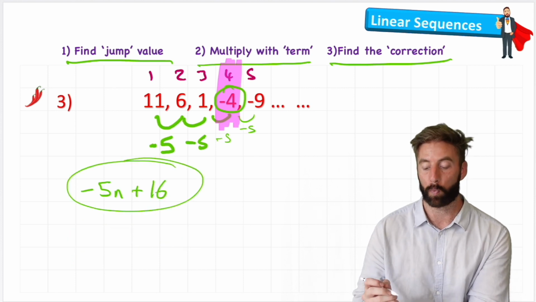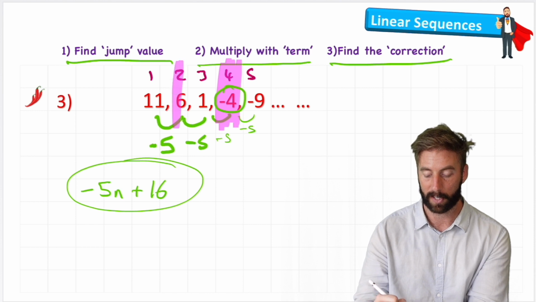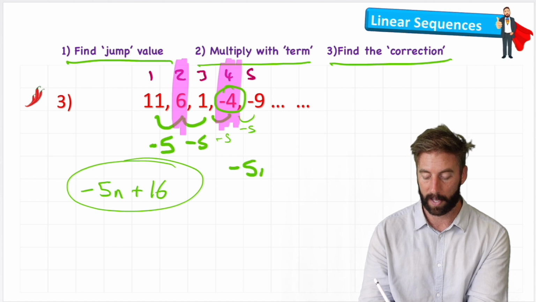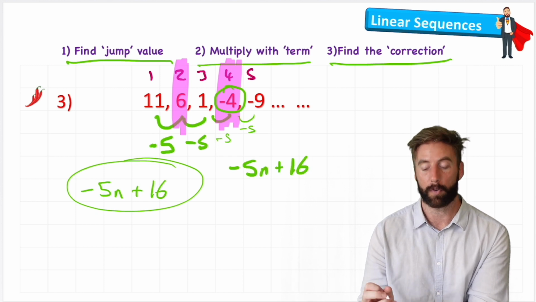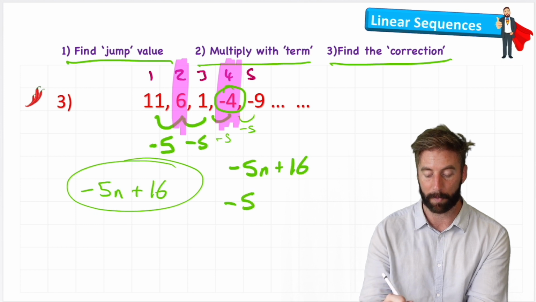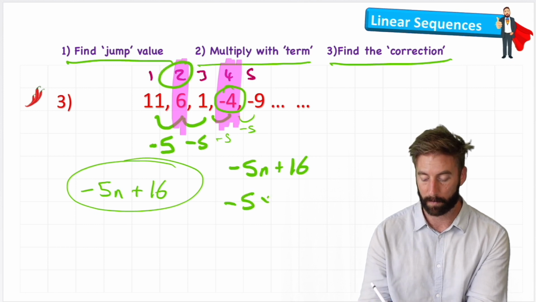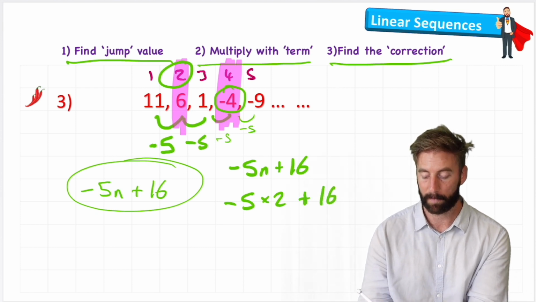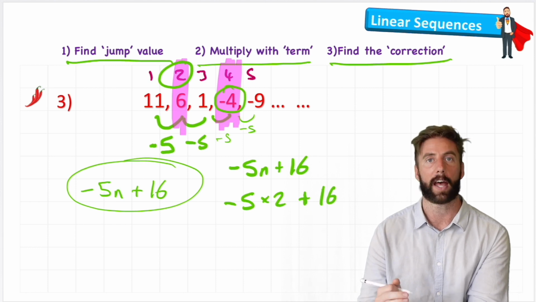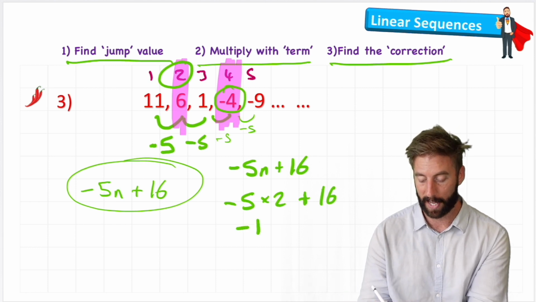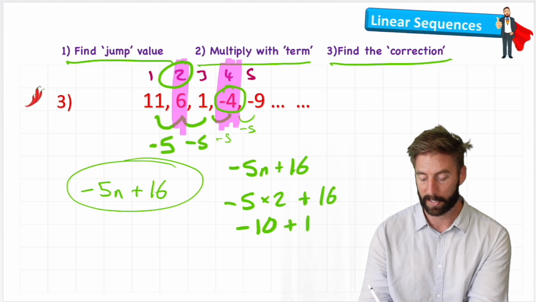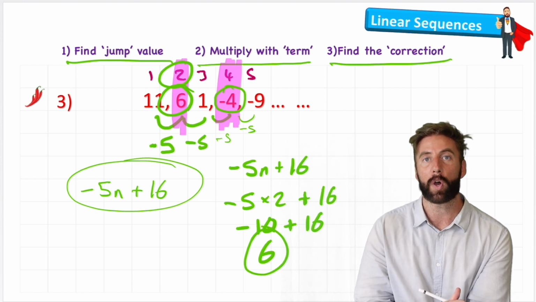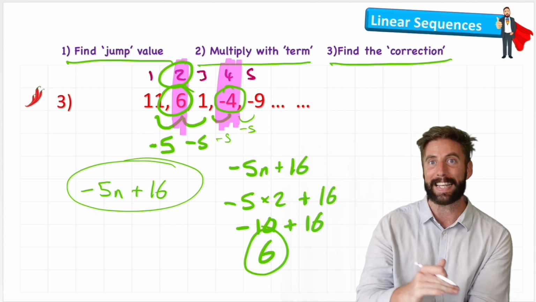Let's see if this formula works with one more in our examples. Let's have a look at the 2nd term. So starting again with my formula, negative 5n plus 16. Negative 5, replace the n with my term, which is 2. Negative 5 times 2 is negative 10 plus 16. Again, BODMAS says do multiplication first, and negative 5 times 2 is negative 10. Negative 10 plus 16 equals 6. The right answer. So it does work with negative numbers too, and it does work if we're descending our numbers.